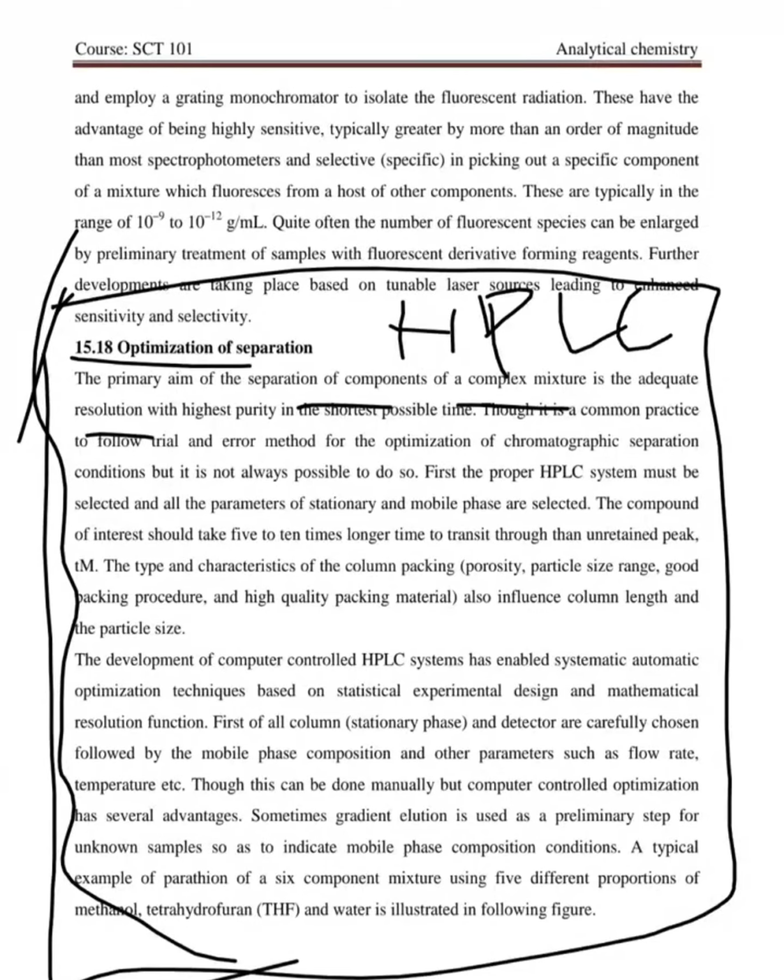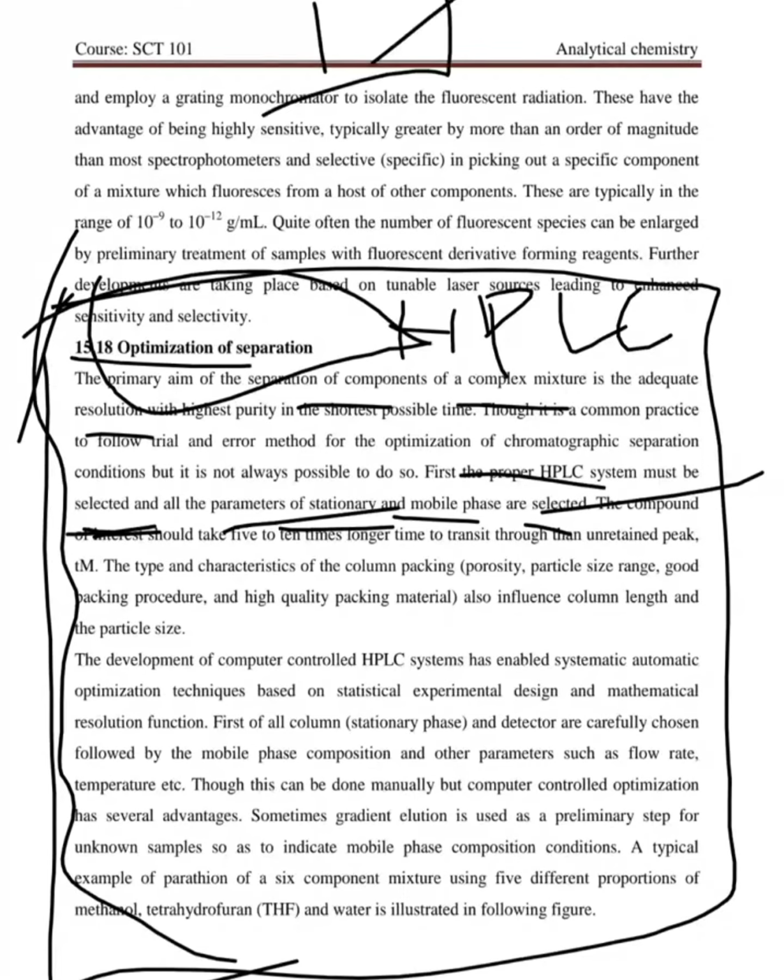Here, first the proper HPLC system must be selected. Which HPLC are you going to use? It should be selected, and the parameters of the stationary and mobile phase are selected. This optimization is the operation done using the system by selecting the stationary phase and the mobile phase, and by the HPLC system which we are going to use.